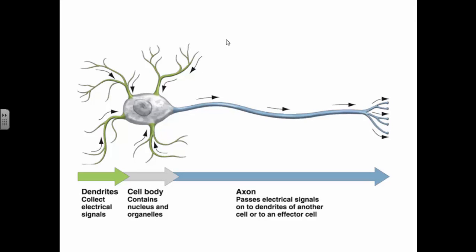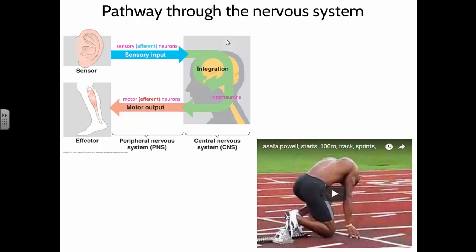So again, just to give you the idea, the messages come in, get transmitted down the axon. All right, so here's an example. So we have what we call a reaction time. It takes time for us to both take in information and then process that.